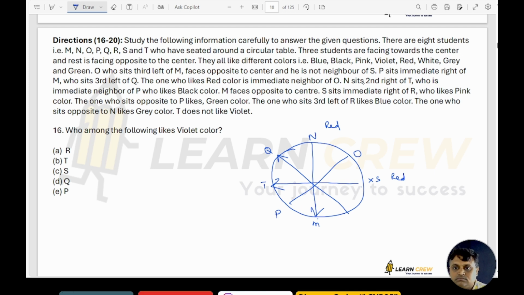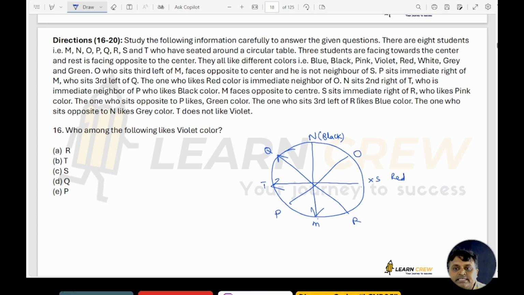Now, who is the immediate neighbor of P? Who likes black color? N likes black color. So you can say this is not red, this is going to be red. Now, M faces opposite to the center. Next, S is immediate right of R, so now the only positions are these two. Who likes pink color? R likes pink color, so R has to be here.